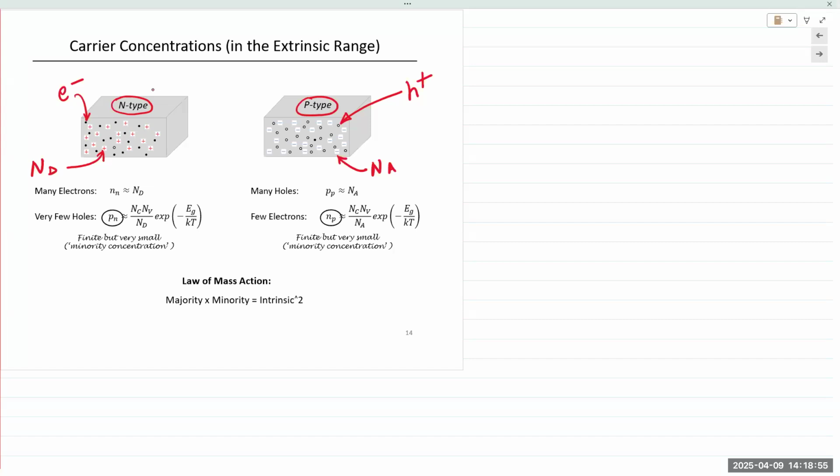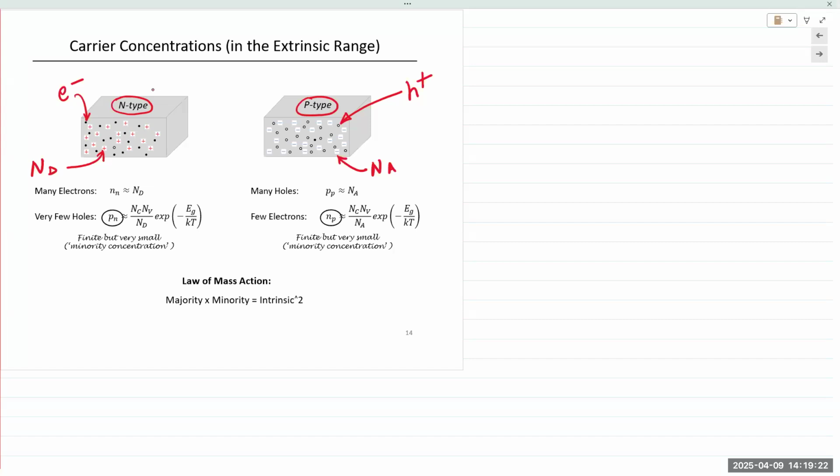So if the number of electrons, the number of negative charges, outnumbers the positive charge carriers, it's N-type material. And the opposite is true for the P-type material. We have holes available in far larger numbers than the number of electrons. Then it's a P-type material.